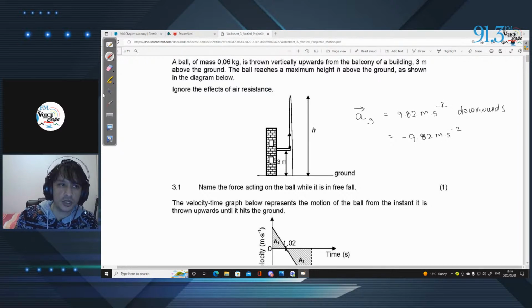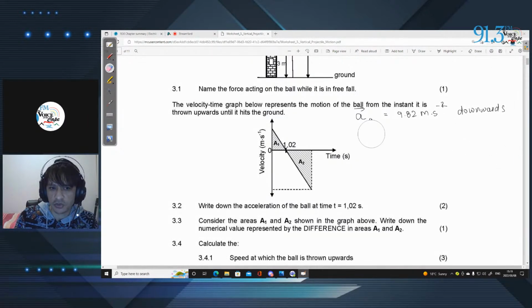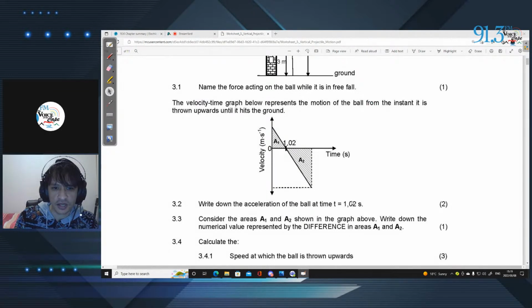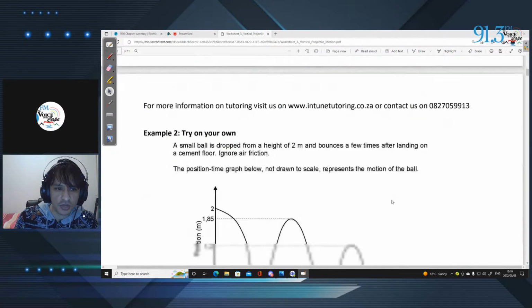And if you look here, that's exactly what it is. It's going to be 9.82 meters per second squared. That is the acceleration of the ball. It's still going to be the same. Gravity is still going to work on it all the same. Let me just zoom out.